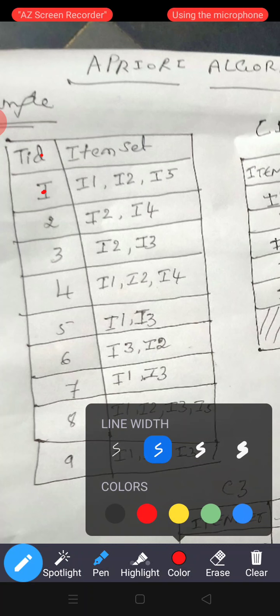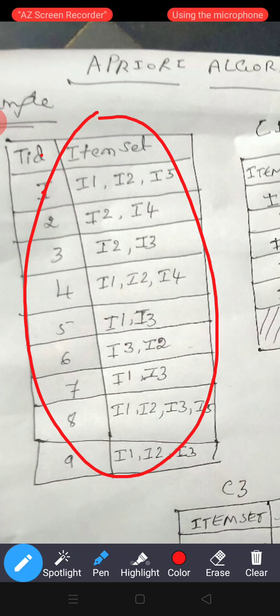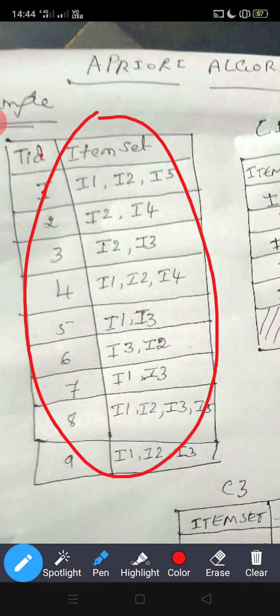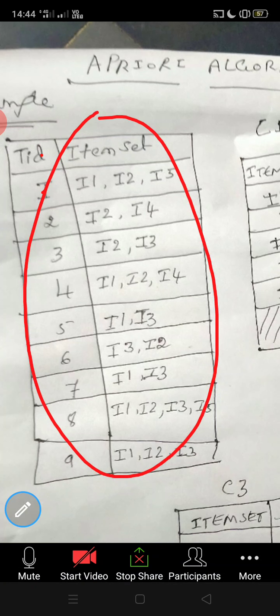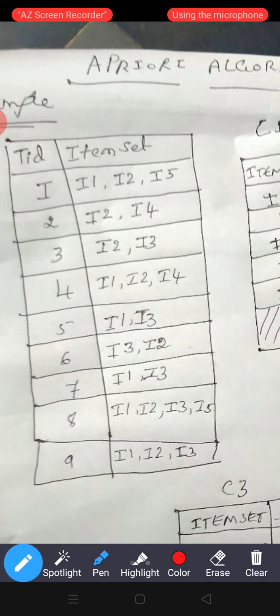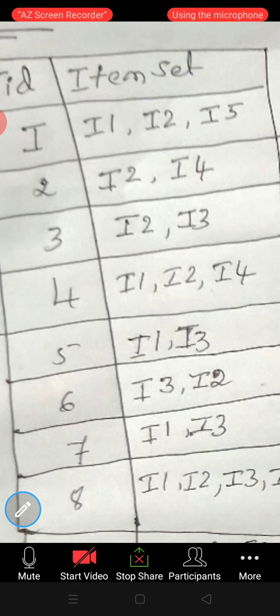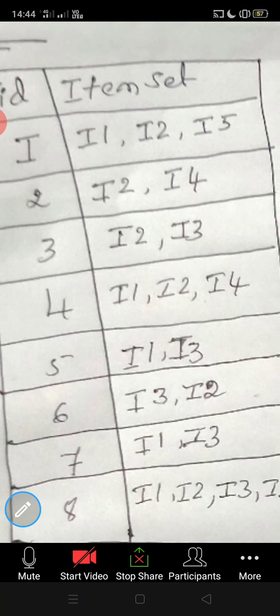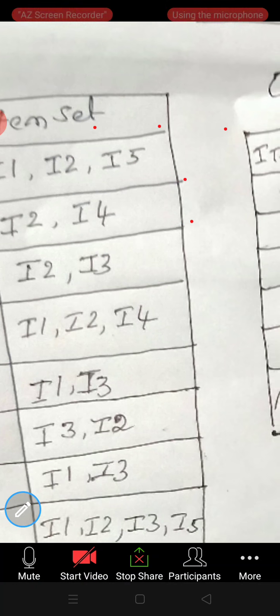From this given set, I want to calculate the frequent item sets by using the Apriori algorithm. What is that algorithm? How does it work? Let us study that. First, a very important thing: in the given transactions, how many item sets are there? That we have to find out first.